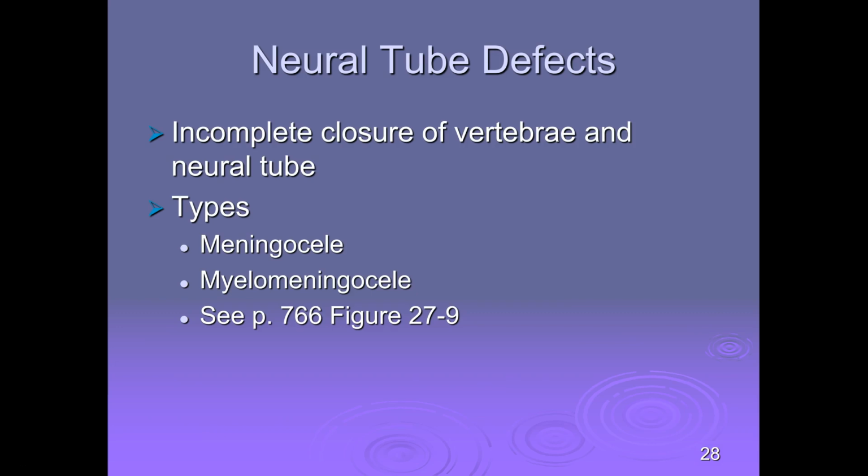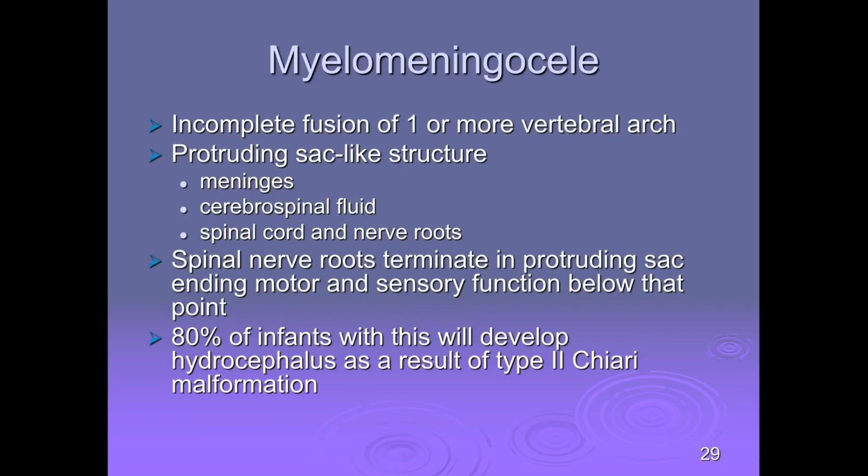Okay, switching gears a little bit to neural tube defects. This is when you have an incomplete closure of the vertebrae and neural tube, or spina bifida. There are a couple different types, and myelomeningocele is the one we're going to focus on. And if you want to just see that picture, that's what it looks like.